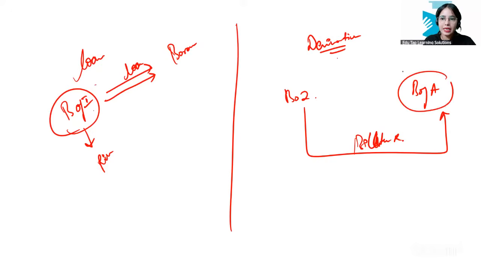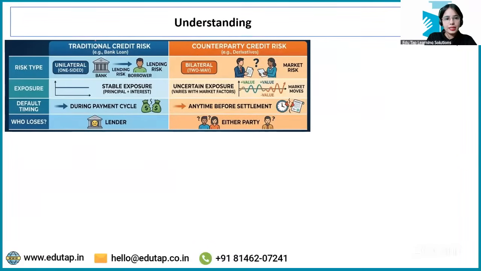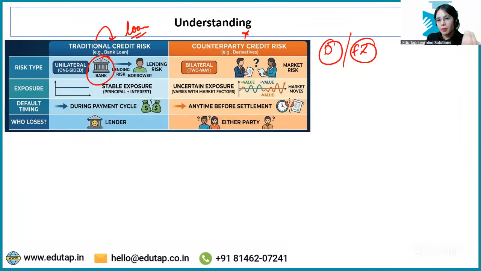If Bank of America is on the gaining side, Bank of India might leave the contract. If Bank of India is on the gaining side, Bank of America might leave the contract, leaving the other party in a risky situation. This is known as counterparty credit risk. So in the traditional loan perspective, the risk is unilateral, one-sided. The bank is having the risk. But in the case of derivative contracts, in the case of financial instruments, there is a counterparty risk. Both parties are in that risk, as well as the value of the derivative can fluctuate.